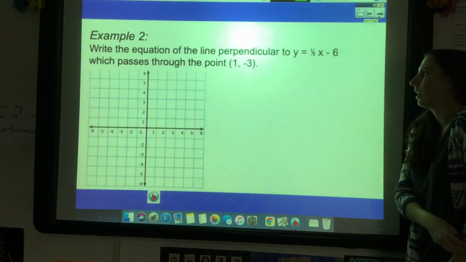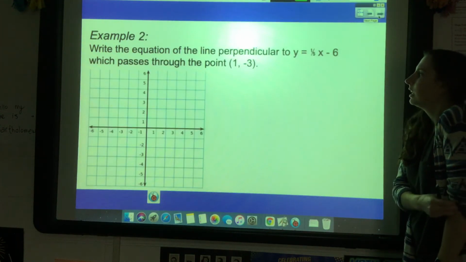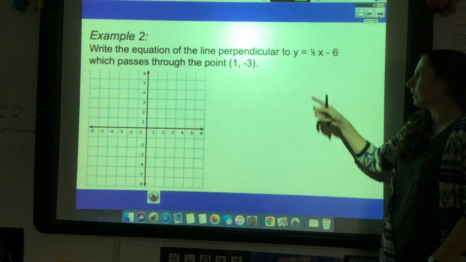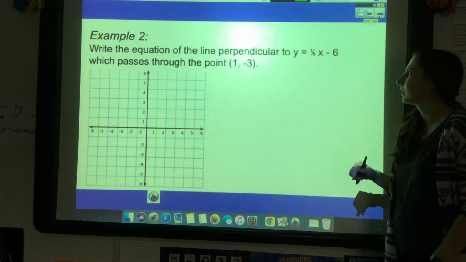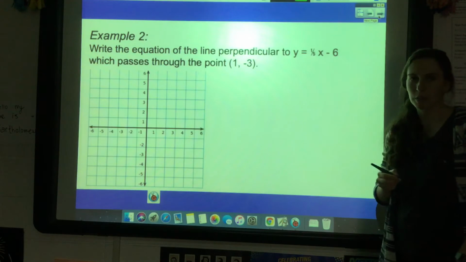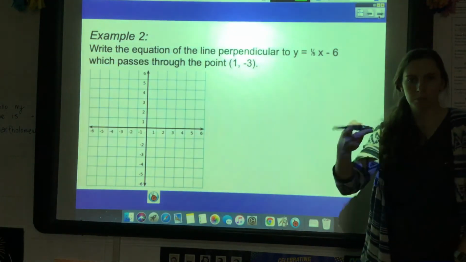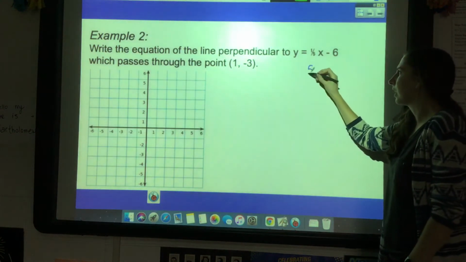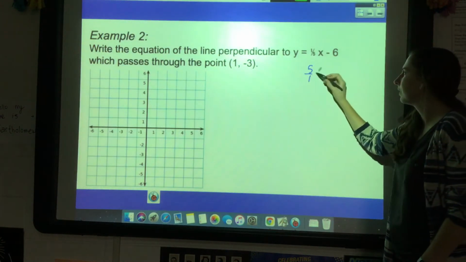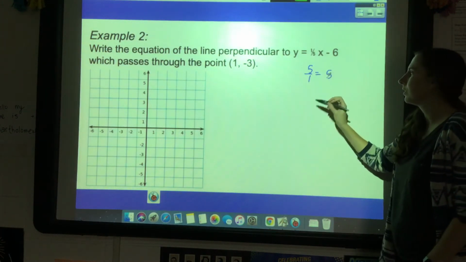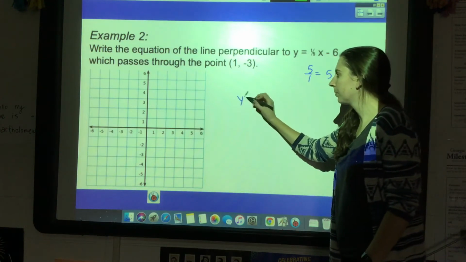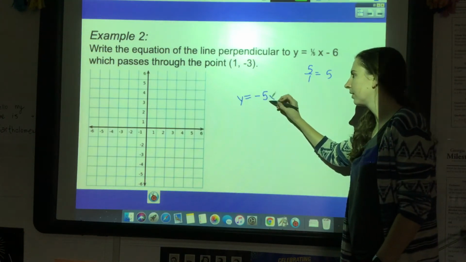Let's try a slightly harder one. On this one, I want to be perpendicular to this line. The slope is currently 1/5, but if I want to be perpendicular to it, I'll have to get the opposite reciprocal. So flip it, now it's 5/1, or just 5, and make it negative. So my new slope is -5.